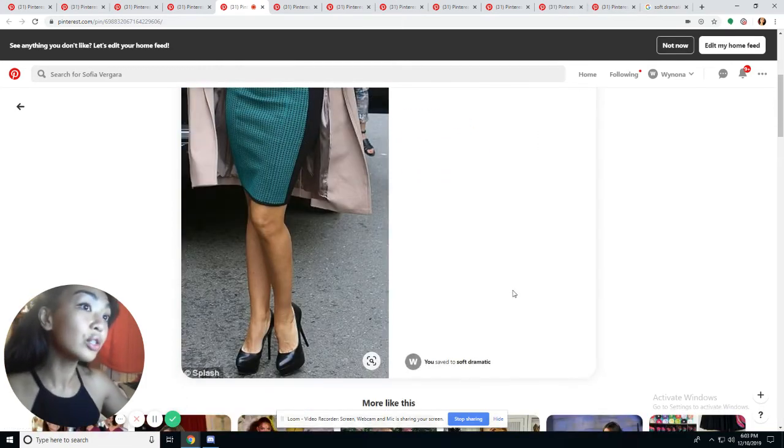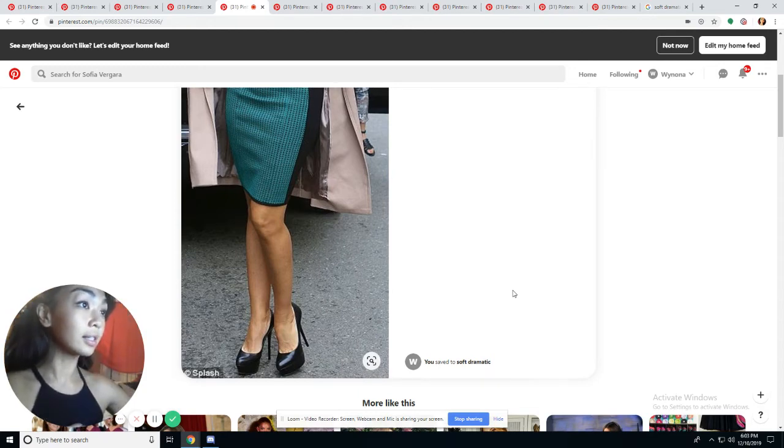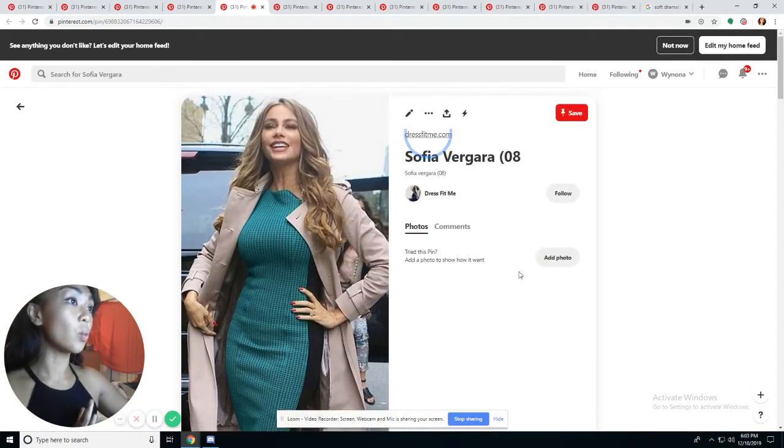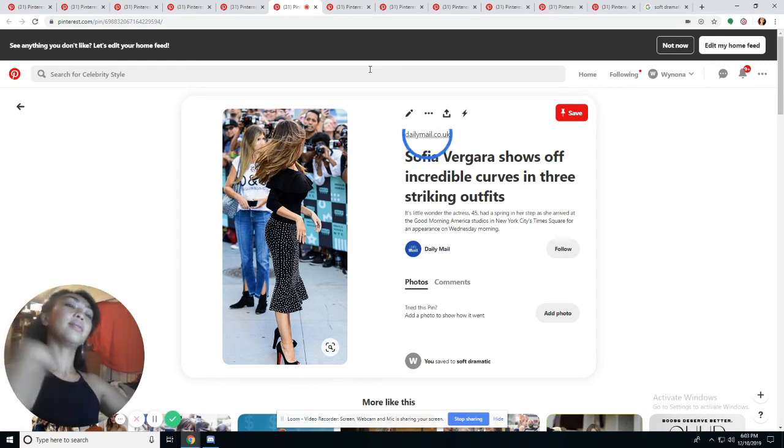And scrolling down, her shoes, you know, they're pretty fitting. They have the angles and the curves. So overall, this is a wonderful, wonderful look on her. I really love this look.